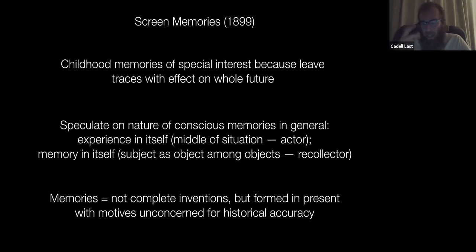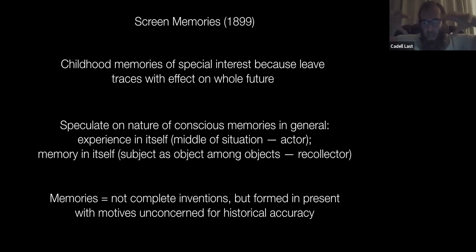And that leads him to speculate on the nature of conscious memories in general. I think he makes a very interesting distinction here between the experience in itself, where the subject was an actor in the middle of a deep situation. For example, if you had something traumatizing happen to you when you were 3 or 4 years old, you were in the middle of the situation, experiencing the in itself of that situation. And then when you have the memory, you are, he says, quote, a subject as an object among objects. So you're a recollecting subject. You cannot basically recreate the experience in itself. The memory is always this weird recollection where you are now not in the middle of a situation, but a subject as an object among objects.